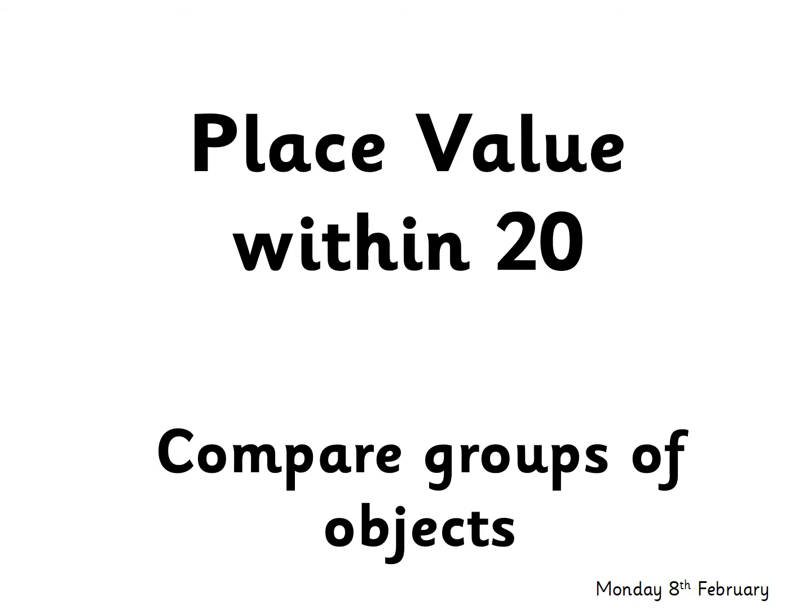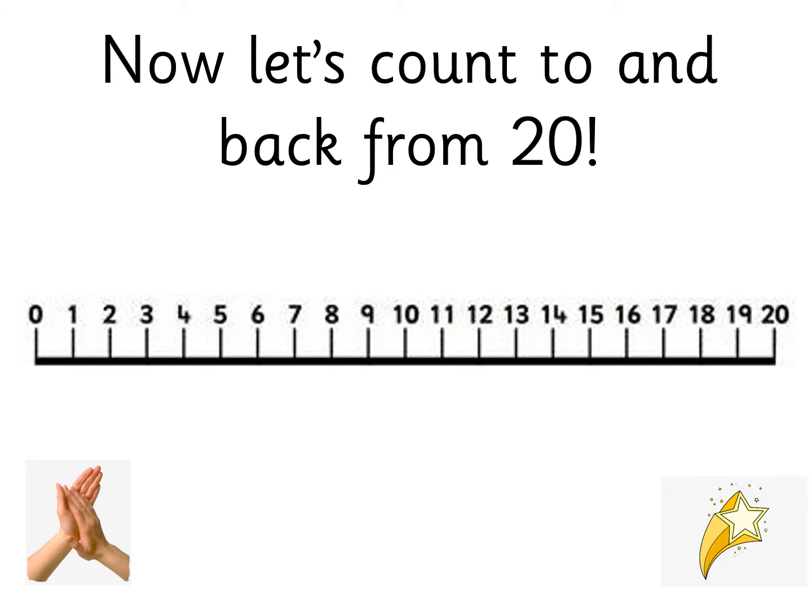Today we are looking at comparing groups of objects, okay? So what we're going to do is count forwards and backwards from 20. But we'll start from 10 because we know up to 10. We should be very confident up to 10. If you're not, give it a pause and start from 0. But we're going to start from 10 to 20 and then back to 10, okay?